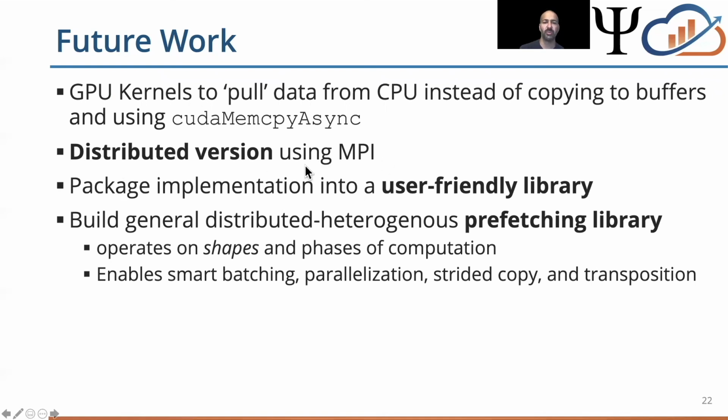Second, we're building a distributed version that uses MPI so we can solve a very, very large FFT problem on a supercomputer. Third, we're packaging the implementation into a user-friendly FFT library. And finally, we would like to build a distributed heterogeneous prefetch library that operates on these different shapes and phases of computation and enables these concepts that we found around batching, parallelization, strided copy, and transposition.